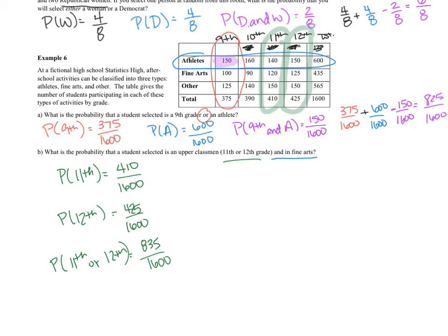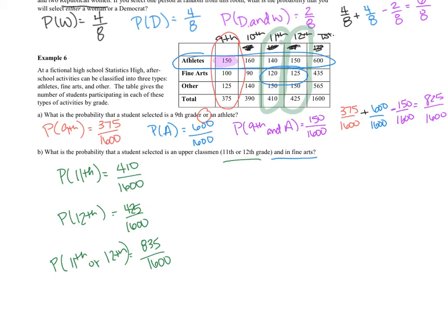Now, out of these 835 people, the next part says how many of them are also in fine arts. Well, you can see out of that, these people right here are in fine arts. So selecting an 11th or 12th grader would be these people right here. And out of those people, how many are those and how many of them are in fine arts? Well, these 120 plus 125 are those 225 people.